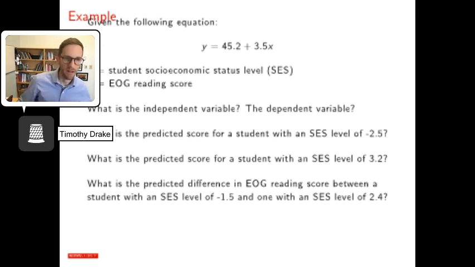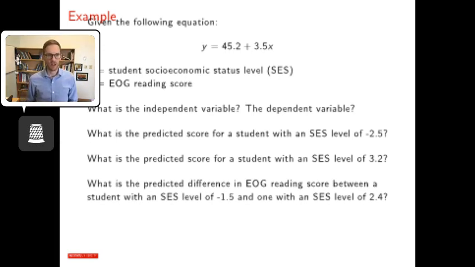All right, so now we have a regression equation. Sorry that overlapped. I thought I fixed that.